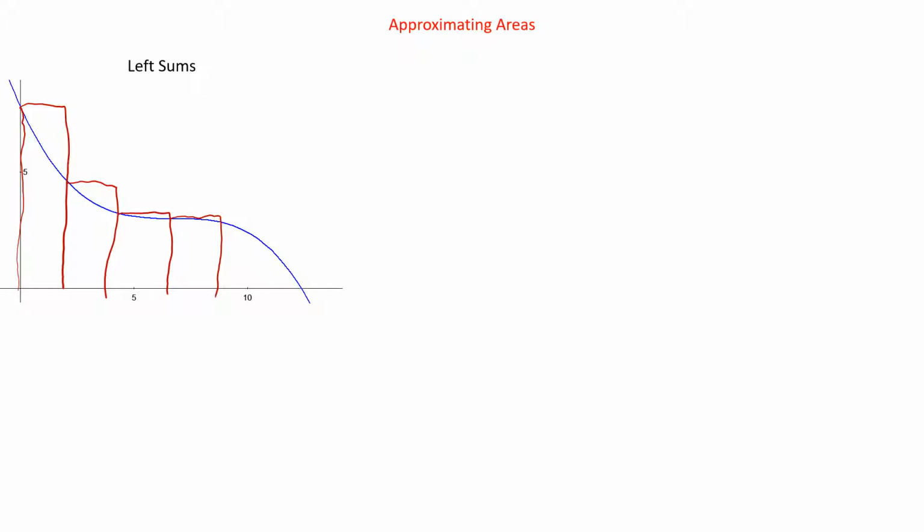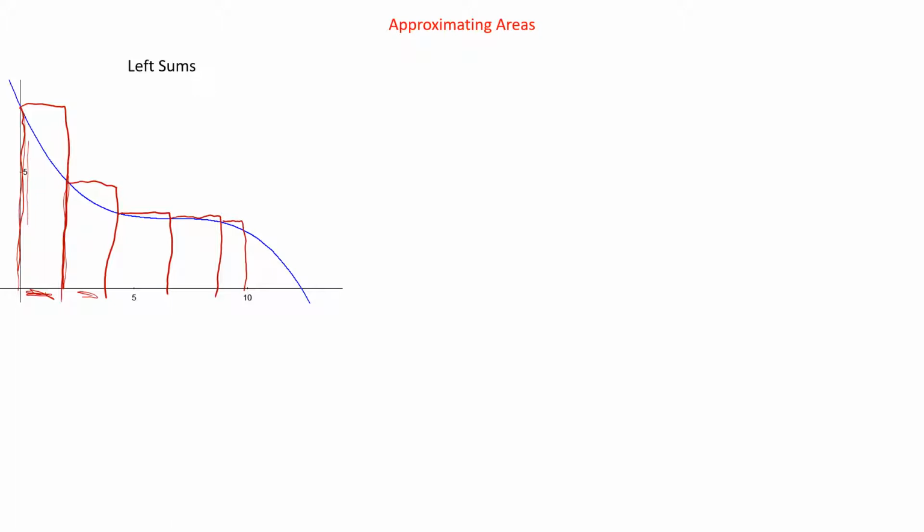To find the area of the rectangle, it's just the base times the height. So it would be this distance times whatever this distance is, plus this distance times whatever this distance is, plus, and then we keep it up for all of them. And so that's a left sum.